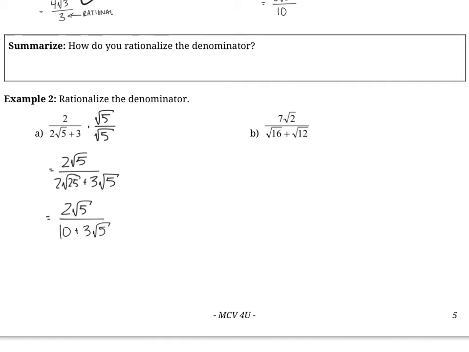Can we simplify that anymore? Not really. And we still have an irrational number in the denominator. We still have that root 5. So we haven't really solved anything here. And we could actually keep on doing this over and over again, multiplying by root 5 over root 5, and we'll never get a rational number in the denominator. So we need another strategy here. This one just doesn't work.